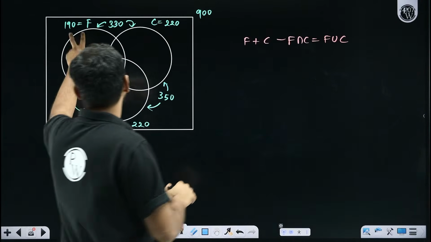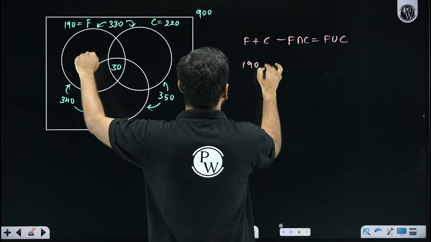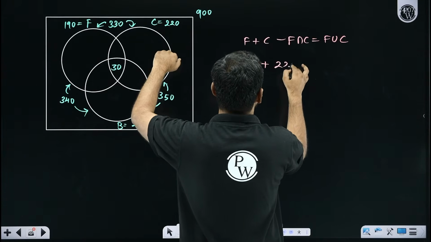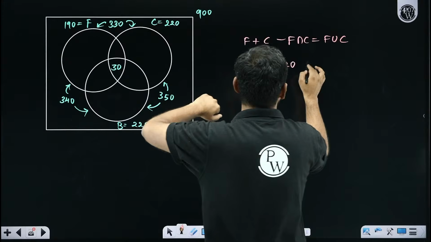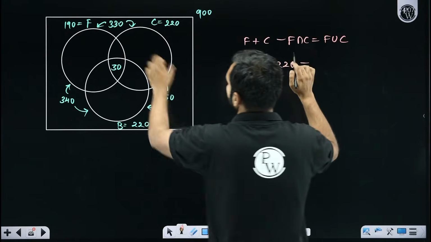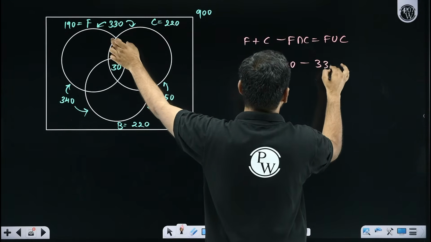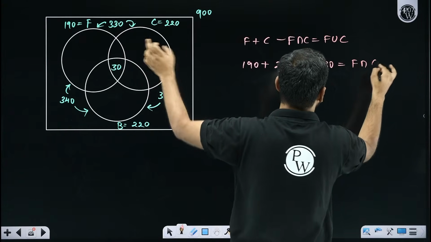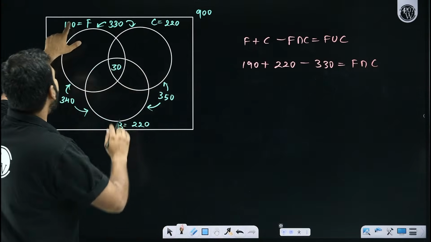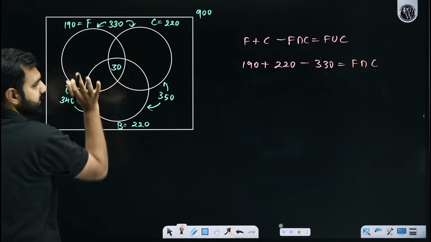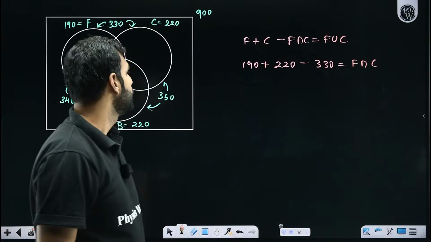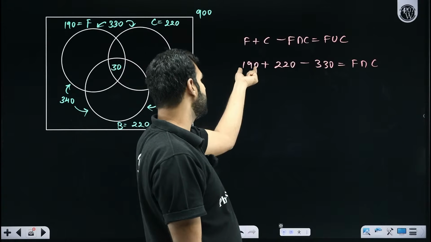Pay attention to this. What is fever? Sir, that is 190. What is cough? Sir, cough is 220. What is fever intersection cough? That I don't know. But if I subtract from it, fever union cough is 330, I'll get fever intersection cough. So simple logic is add this and subtract this, you will get this. Are you getting it?